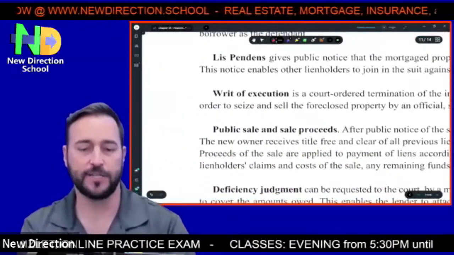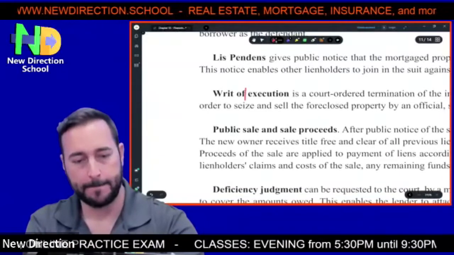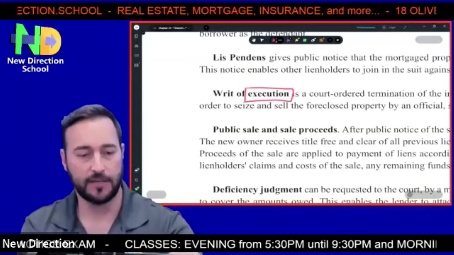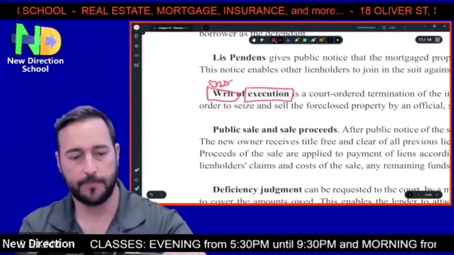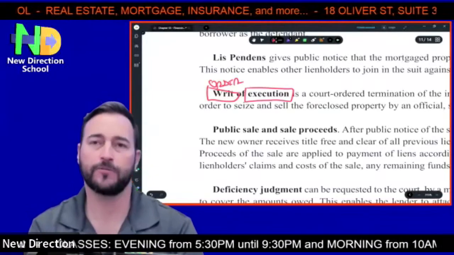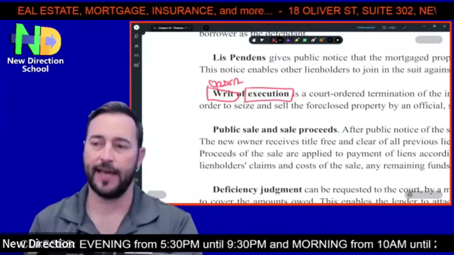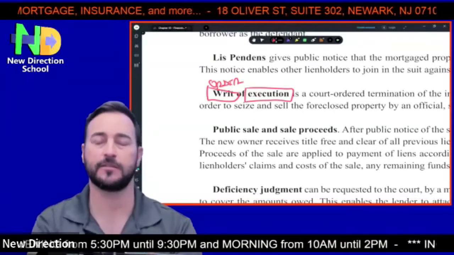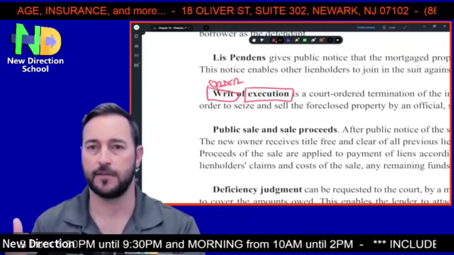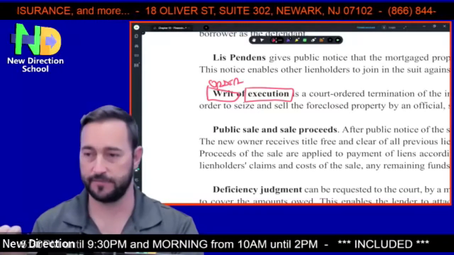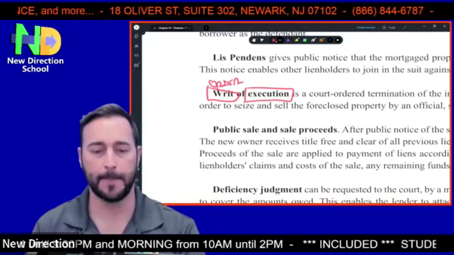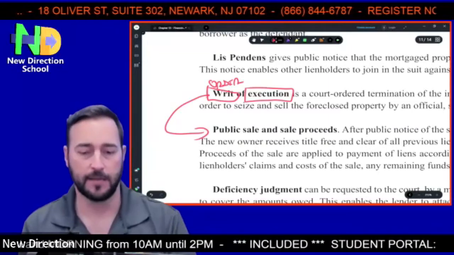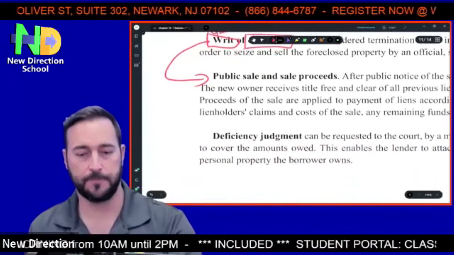The next term is writ of execution. As the name says, execution is for somebody to do something, to execute something. Writ means ordered. So order of execution is when the court says, hey, sheriff, sell the property at auction, and any money that comes from it, give it to the plaintiff, which is the lender. So the writ of execution is telling them to go ahead with a public sale and what to do with the sales proceeds.